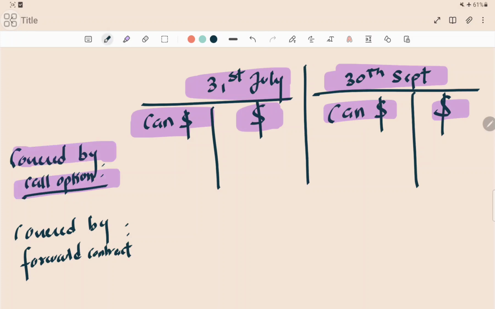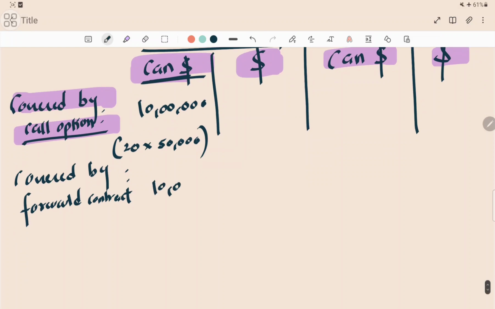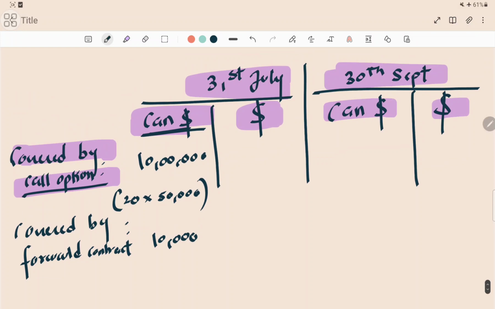So by call option, in case of Canadian dollar, 20 contracts into what was the size, 50,000 Canadian dollar. This much is covered, that is 10 lakh Canadian dollar is covered. So balance, 10 lakh 10,000 minus 10 lakh Canadian dollar gives me 10,000, which will be covered using the forward rate. Got it? How I'm getting these numbers? Great. Now these 10 lakh is hedged using call option.